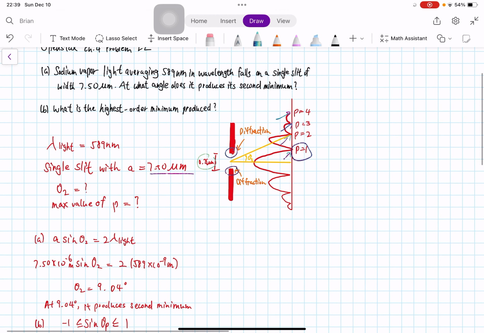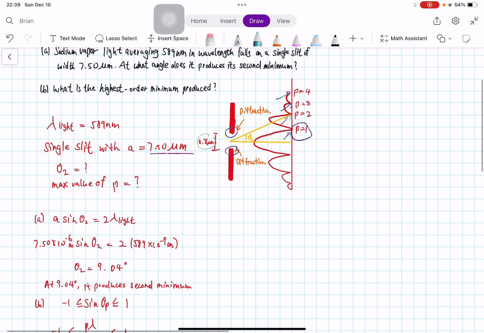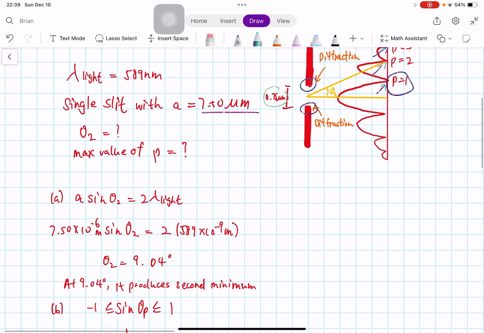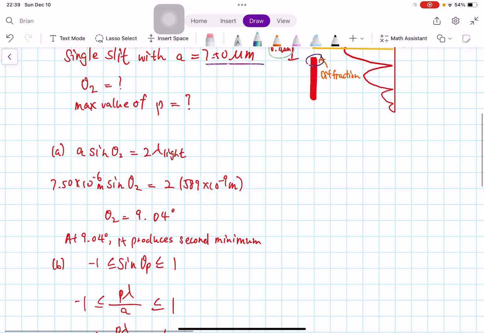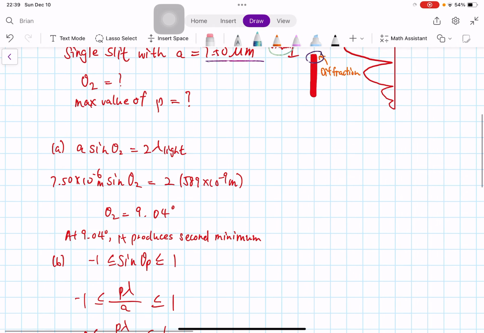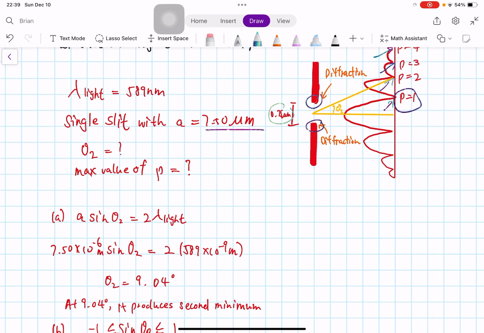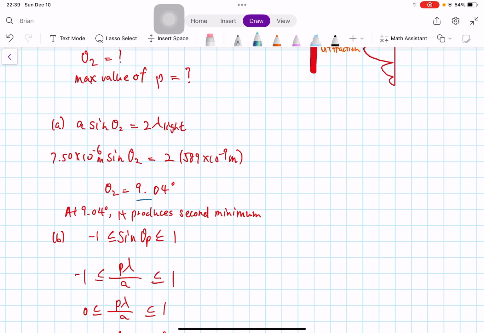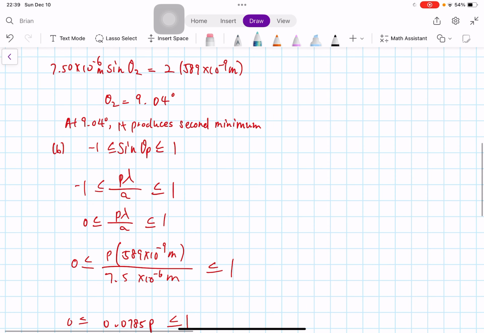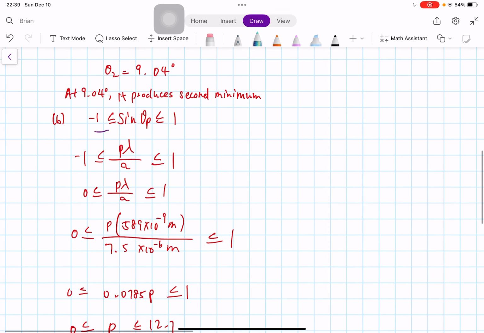So as we approach the problem, the first thing is we're using the equation for single slit, and when we use the equation of single slit, we just plug in the values of a and the wavelength of the light, and we get theta 2 equals 9.04. And when we're calculating the maximum number of dark fringes, then we're using this inequality.